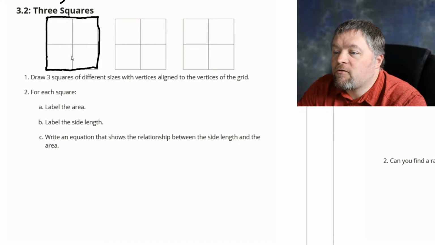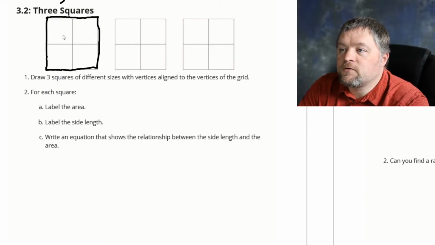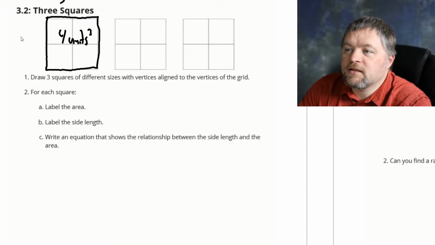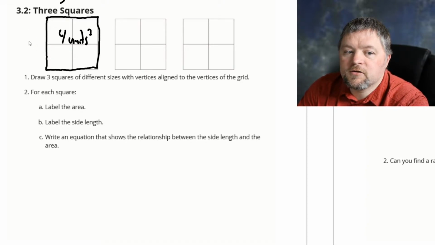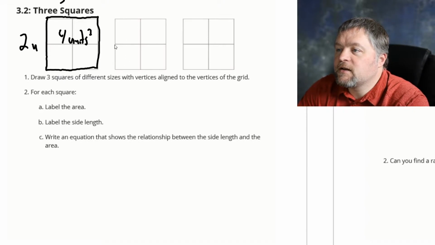What is the area of this? Well, the area of this is 1, 2, 3, 4. There are 4 full squares. 4 square units is the area. What is the side length of this? The side length is 1, 2. 2 units. Okay, now we need another square.